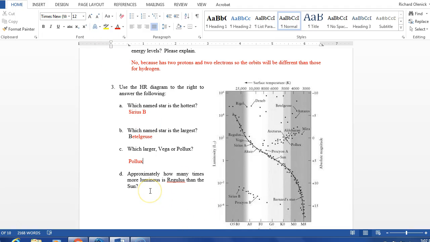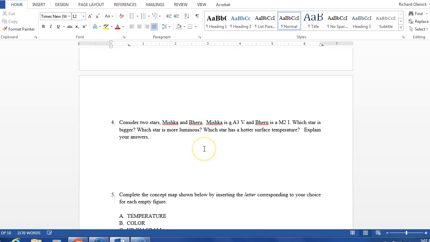And approximately how many times more luminous is Regulus than the Sun? We have to read the vertical axis. The Sun, of course, is 1. Regulus looks like it's at about 10 to the second, so we can put an answer here of 10 to the second, or 100 times brighter, or more luminous, I should say. Okay, going on to the next question.